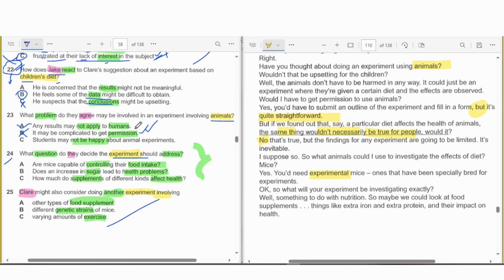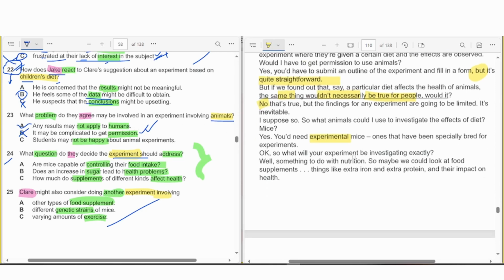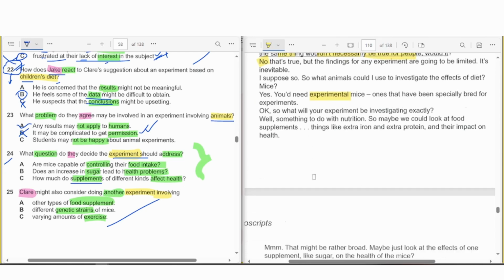"What will your experiment be investigating exactly?" "Well, something to do with nutrition. So maybe we could look at food supplements, things like extra iron and extra protein, and their impact on health." See? So first they're talking about the food supplement. So you need to see, because they both need to agree, right? So you need to see what that talks. So first they started talking about number C. Okay, let's go and listen more.